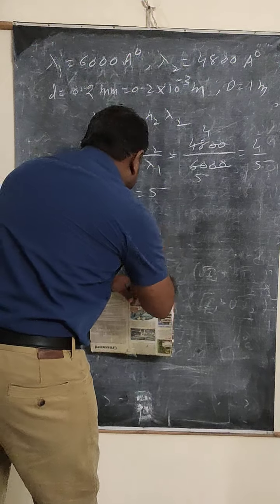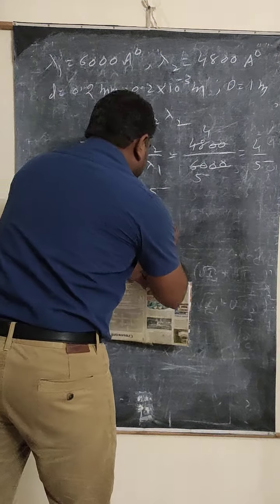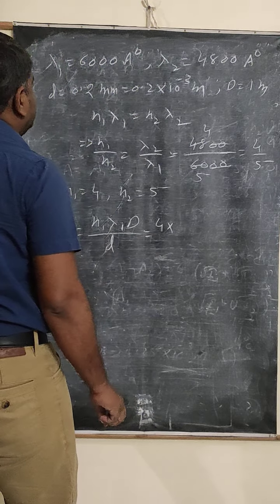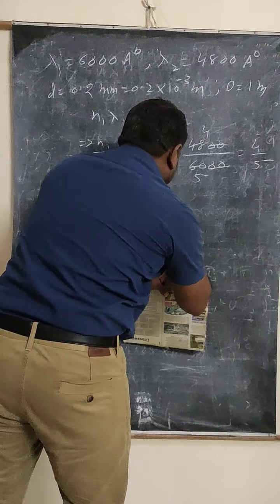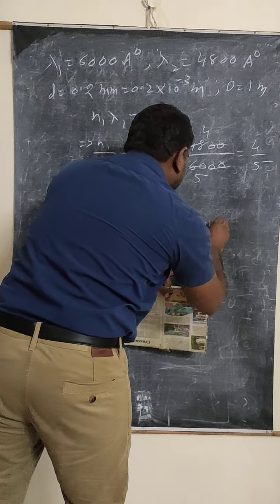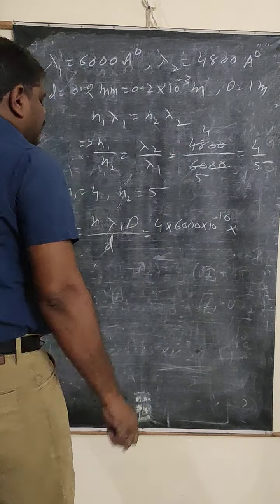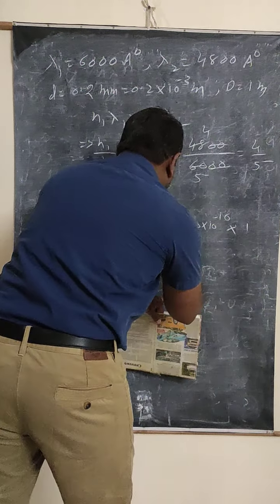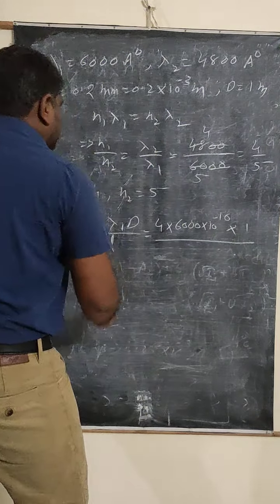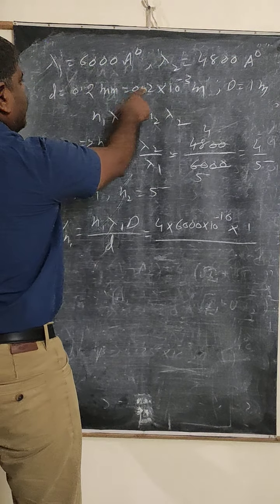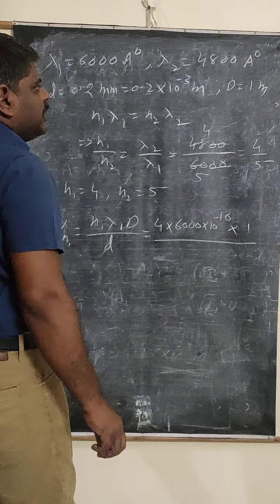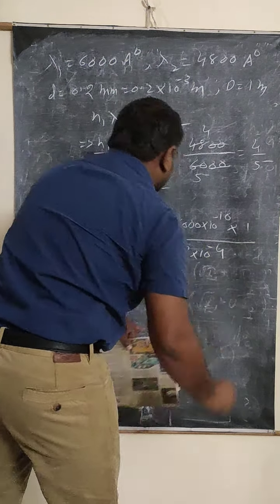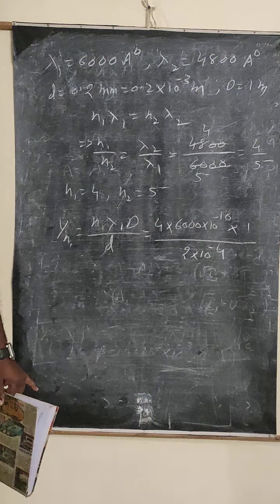Go and substitute the values here. N1 is 4 into lambda 1, which is 6000 angstrom units, 6000 into 10 to the power of minus 10, into capital D, the value given is 1, and small d value given is 0.2 into 10 to the power of minus 3, otherwise it can be written as 2 into 10 to the power of minus 4.